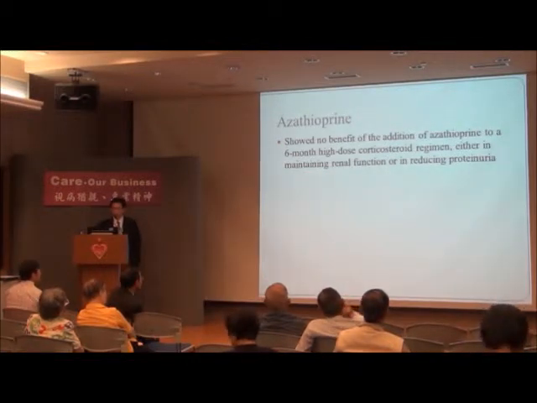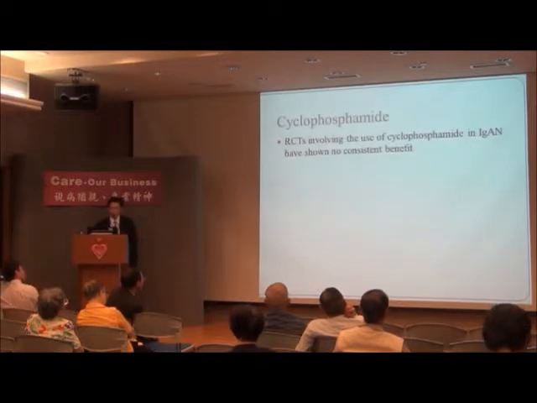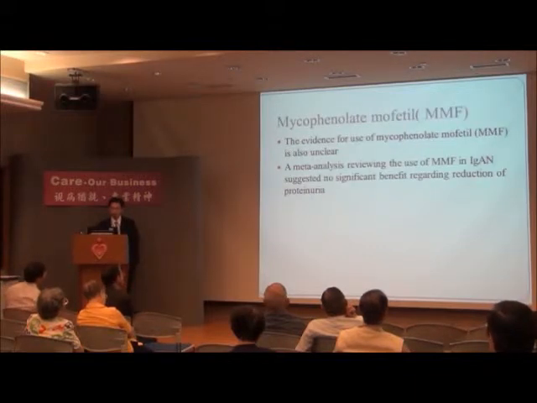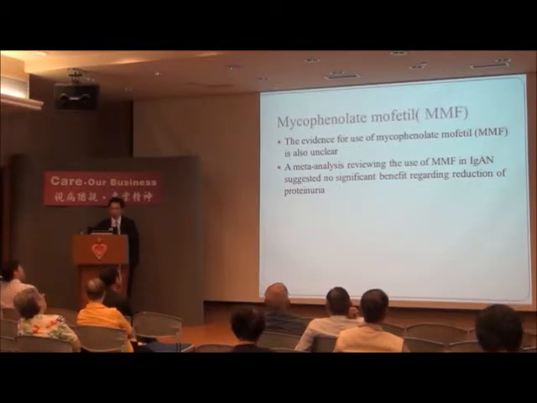Azathioprine showed no benefit on the addition of azathioprine to the 6 months of high-dose corticosteroid regimen, either in maintaining renal function or in reducing proteinuria. For cyclophosphamide, randomized controlled trials involving the use of cyclophosphamide in IgA nephropathy have shown no consistent benefit. For MMF, the evidence for its use is also unclear. A meta-analysis reviewing the use of MMF in IgA nephropathy suggests no significant benefit regarding reduction of proteinuria.